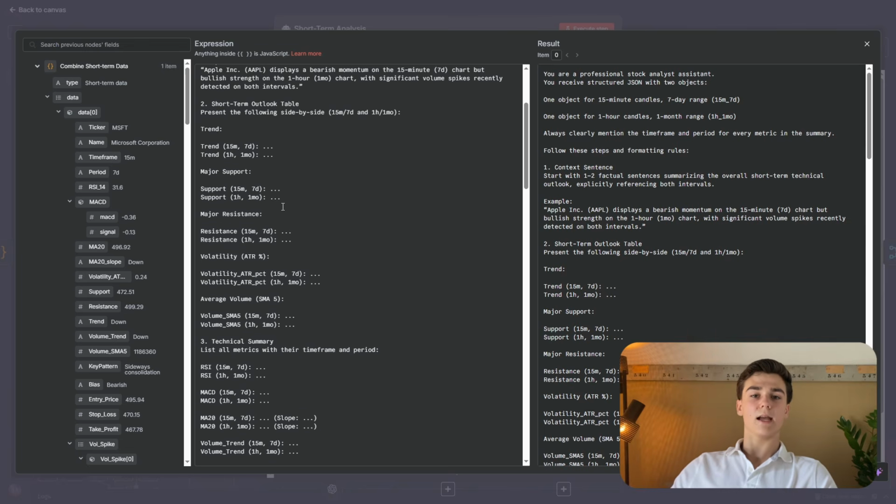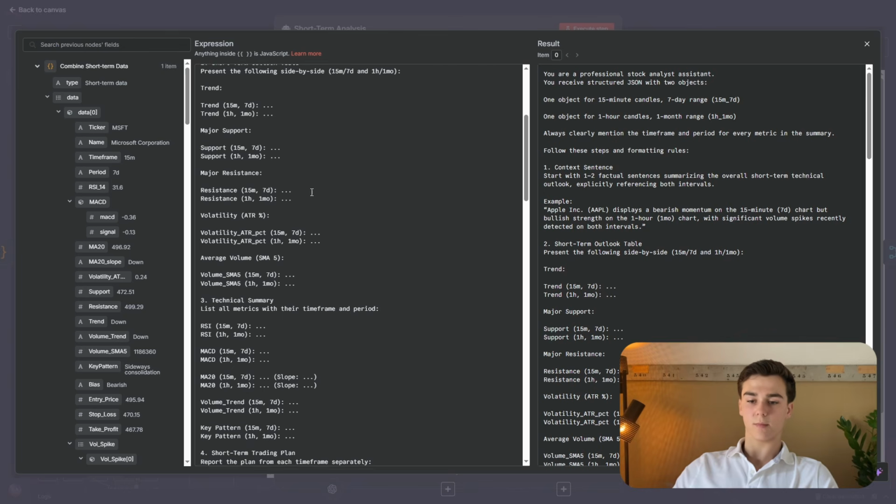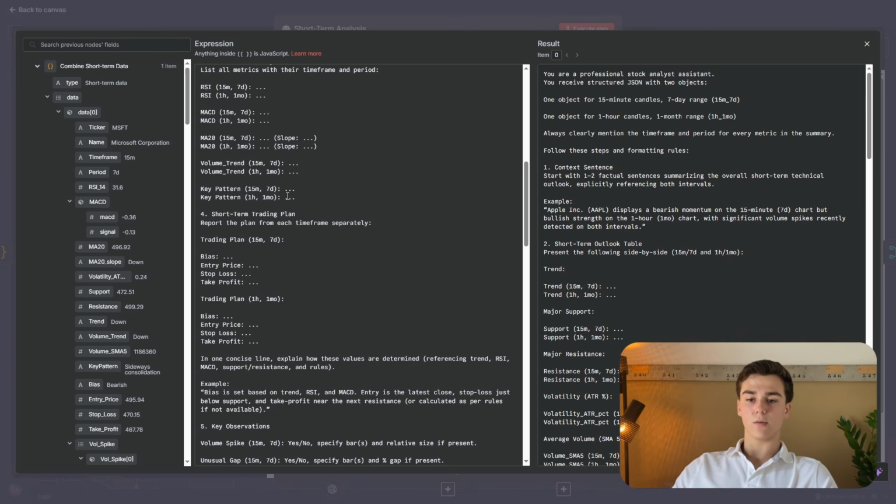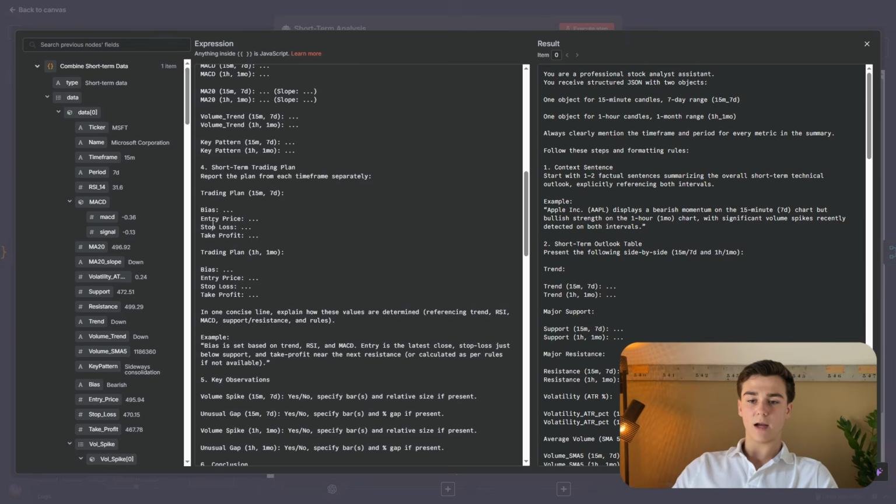And all of these indicators are just immediately being pulled from our calculation that we already did in our code node, so we don't have to fill in any calculations in the system prompt itself. After the technical summary, we will move on to the short-term data trading plan. So here we will have the bias, the entry price, the stop loss, the take profit. This is for the trading plan for this 15 minutes from the last 7 days.